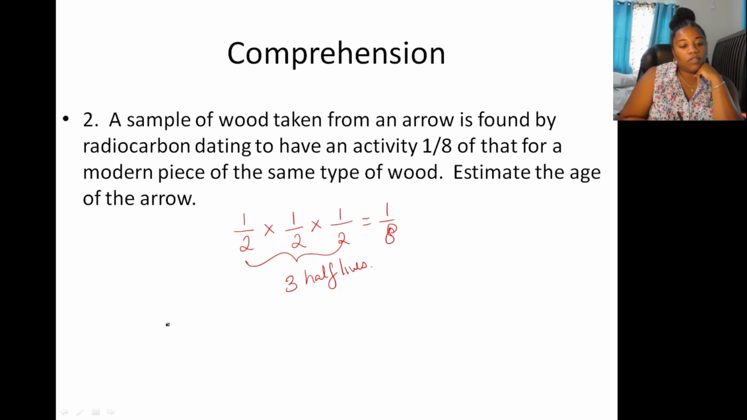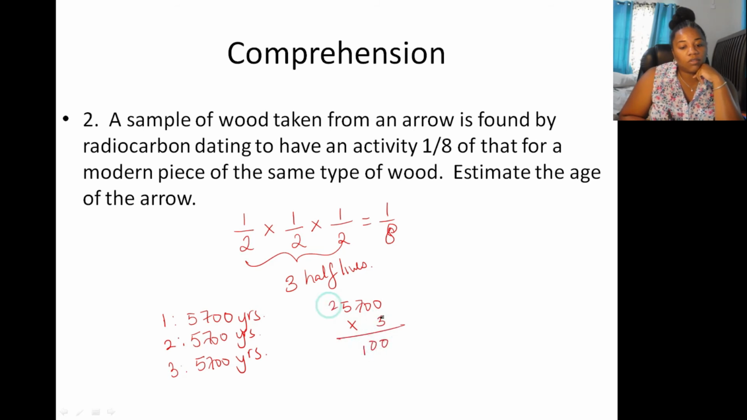So if you have 3 half-lives, you know, 1 half-life is 5,700 years, because we're talking about carbon. Then we have a second half-life, another 5,700 years for it to break down to a quarter, and then it takes another 5,700 years to reach 1/8. So in looking at it, we would say 5,700 times 3, and that will give us 17,100 years. So that is how you work this out.